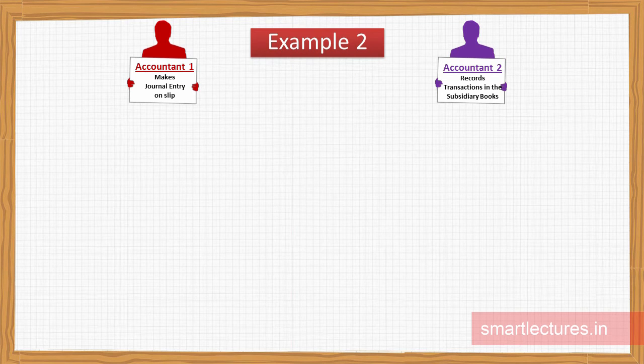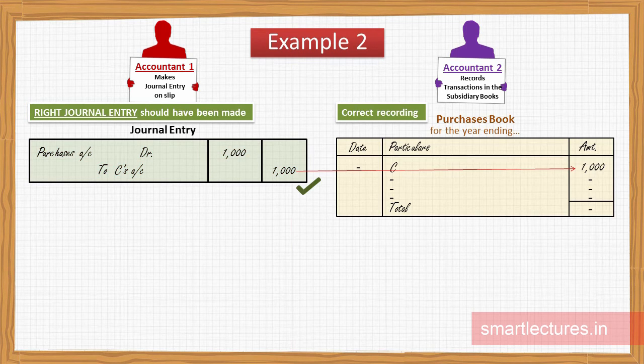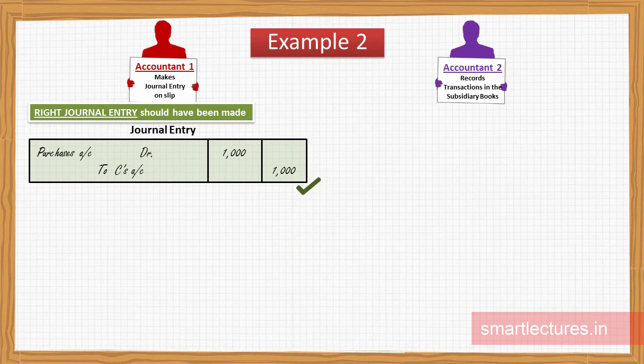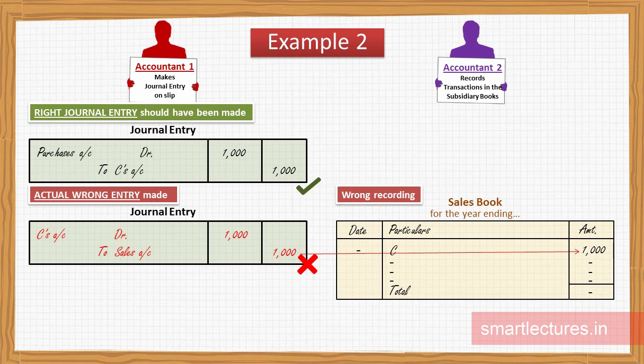The goods purchased from C for rupees 1000 means these are the credit purchases from C. So what should be the journal entry? That will be purchases account debit to C, rupees 1000. It has been recorded in the sales book. Means the journal entry was creating impression that these are the credit sales. So it means what journal entry has been passed and has been handed over on the slip to the second accountant. That was C to sales, rupees 1000. So second accountant got the impression that the goods have been sold on credit basis to C, and he noted down this transaction in the sales book.